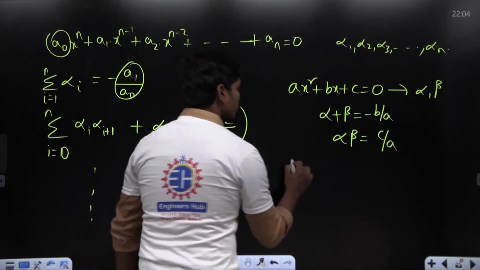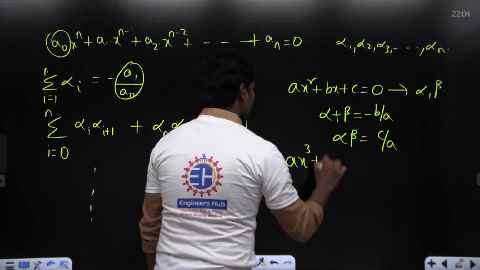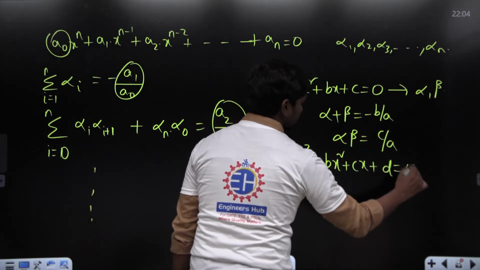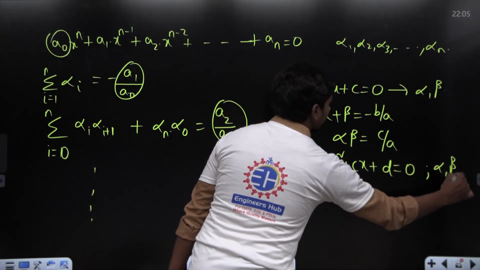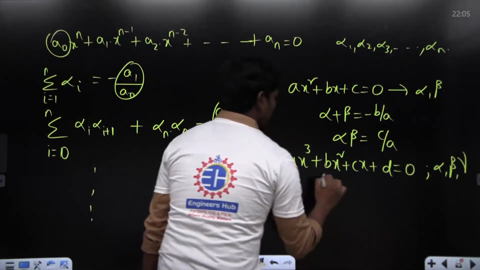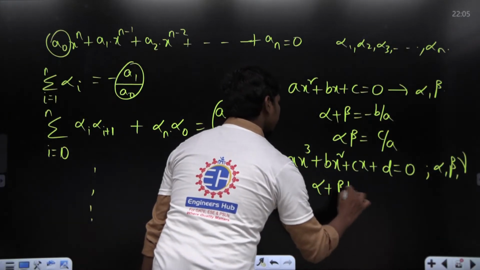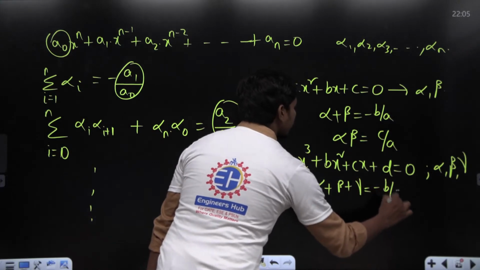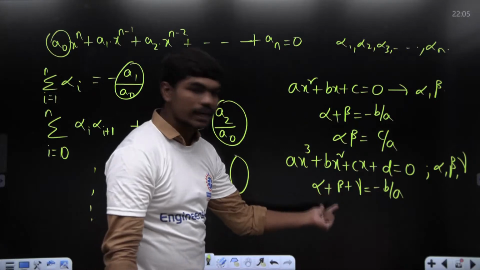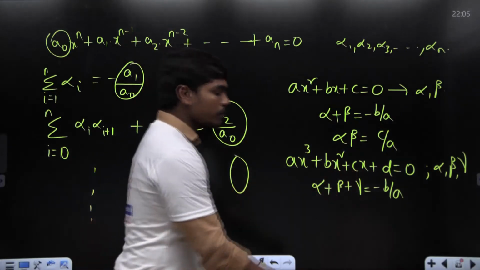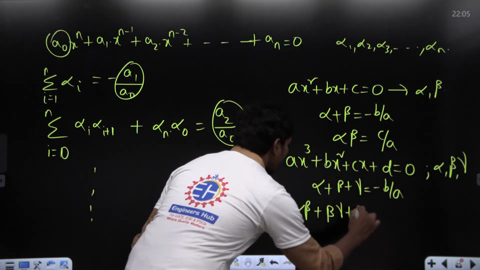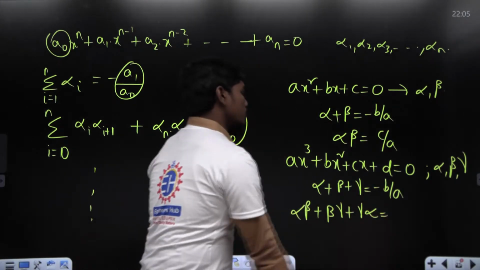Similarly, for a cubic equation, if you would like to see ax cube plus bx square plus cx plus d is equal to 0, and if alpha comma beta comma gamma are roots of this equation, as I have mentioned here, alpha plus beta plus gamma will be equal to minus b by a. This is the sum of the roots, taking one root at a time. Now if you take two roots at a time, then alpha beta plus beta gamma plus gamma alpha will be equal to c by a.